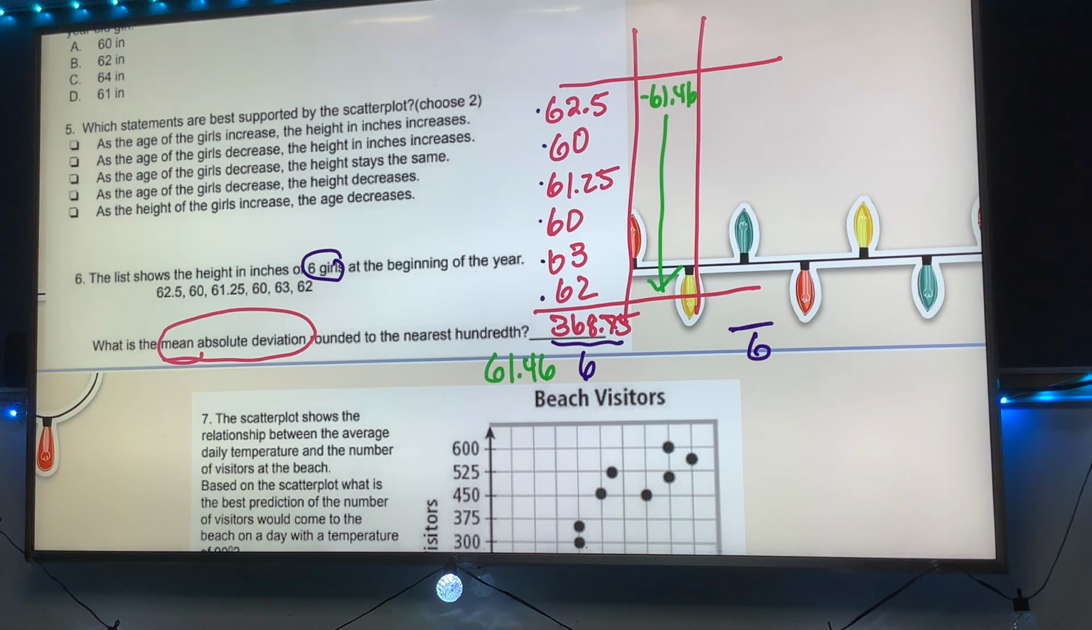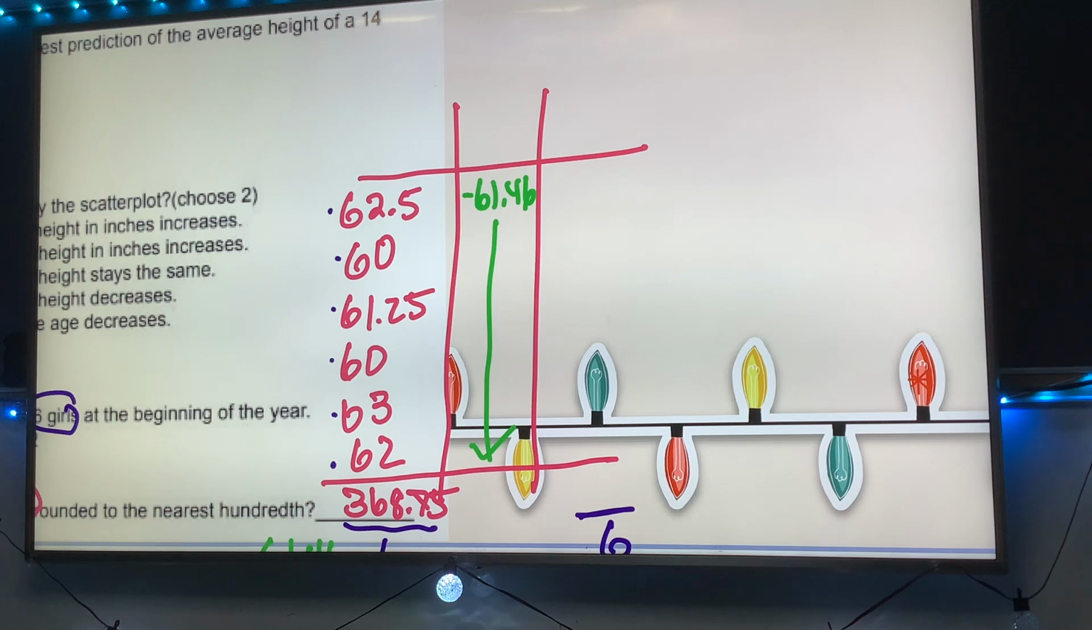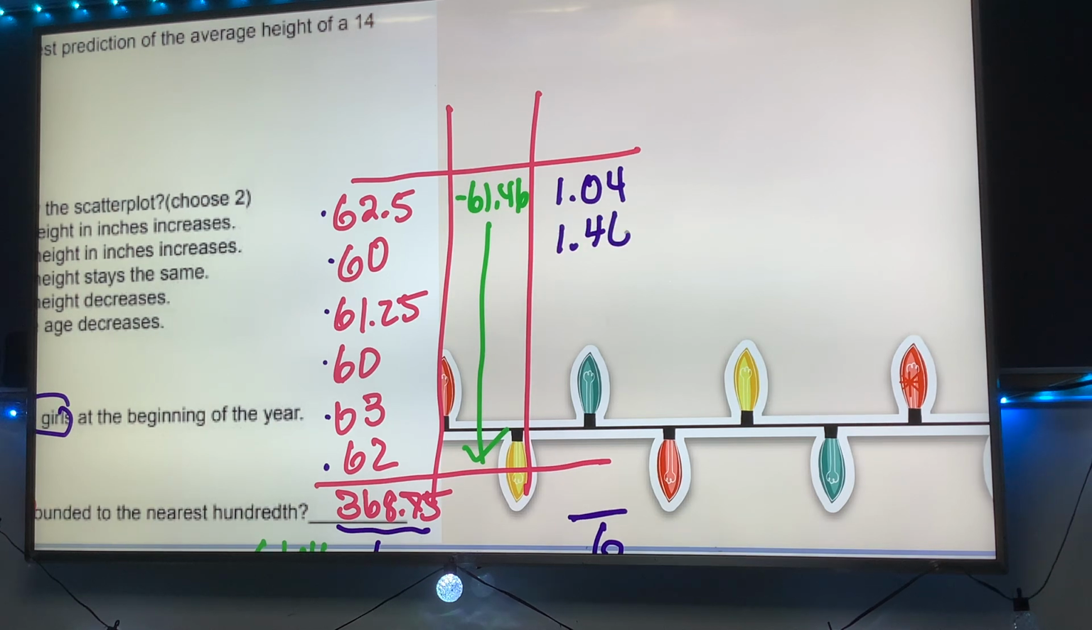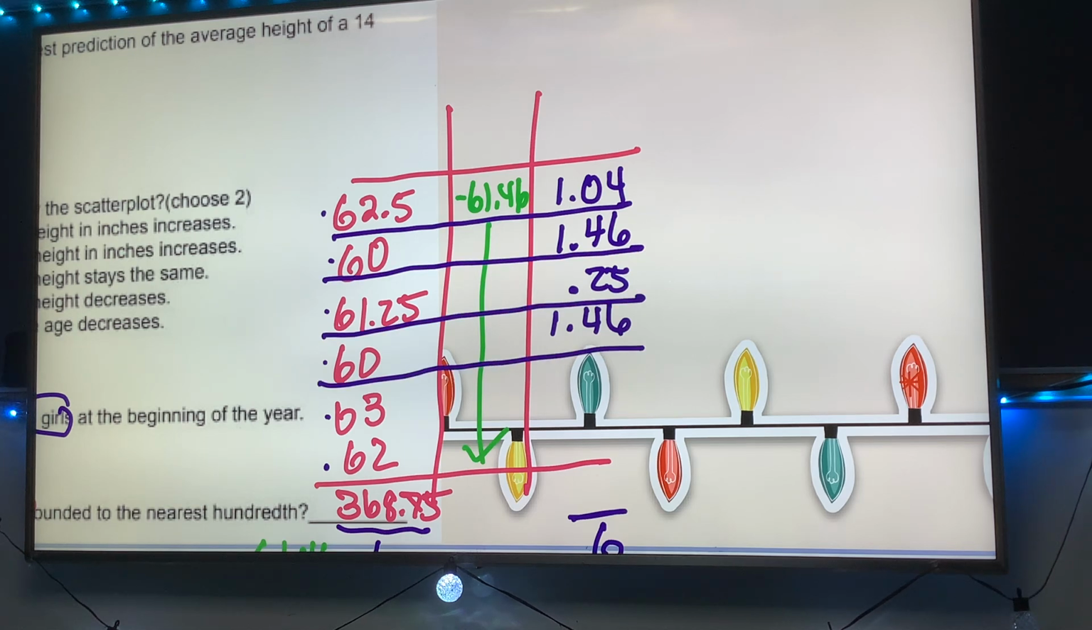So you're going to pick up your calculator and you are going to subtract 62.5 minus 61.46, and you get 1.04. You are going to take 60 and subtract 61.46 and get 1.46. You're going to take 61.25 and subtract 61.46 and get 0.25. You're going to take 60 and subtract 61.46 and get 1.46. You're going to take 63 and subtract 61.46, and you are going to get 1.54. You are now going to take 62 and subtract 61.46 and get 0.54.